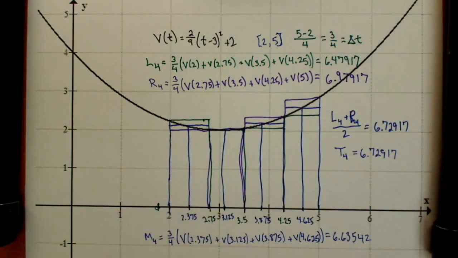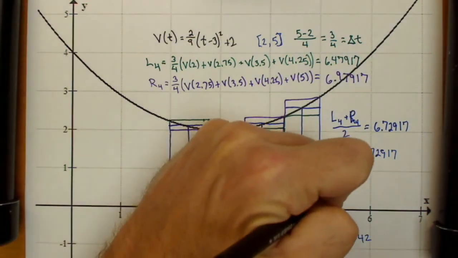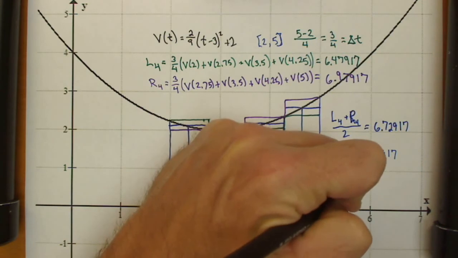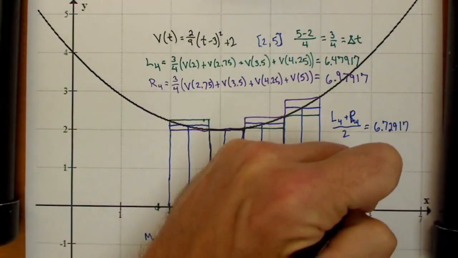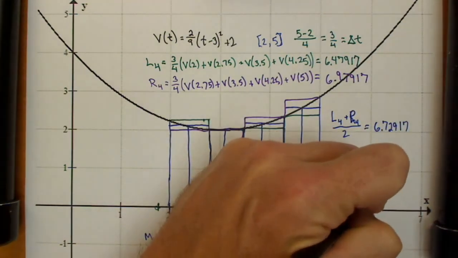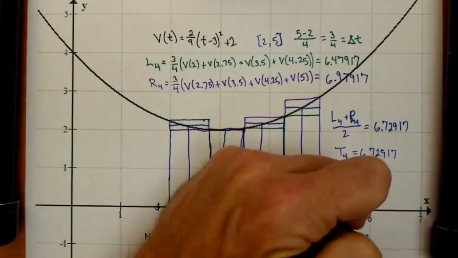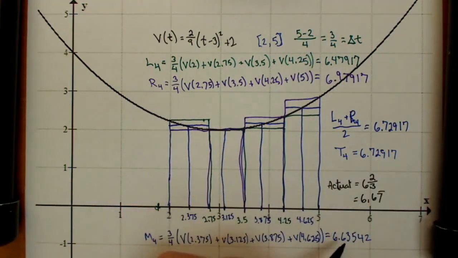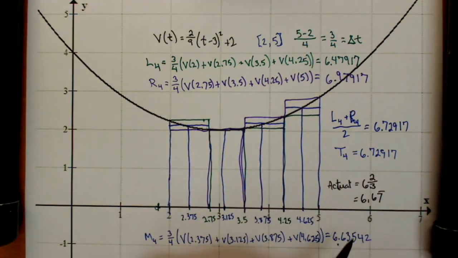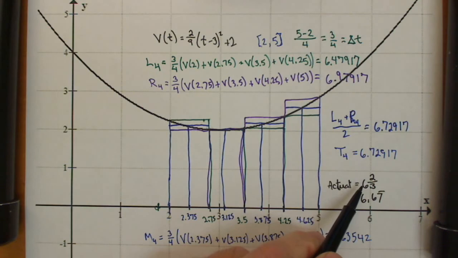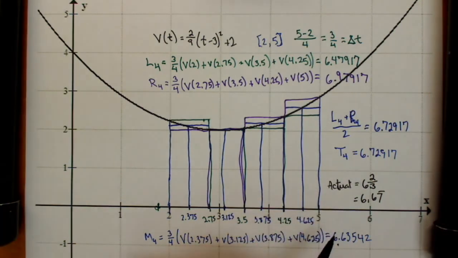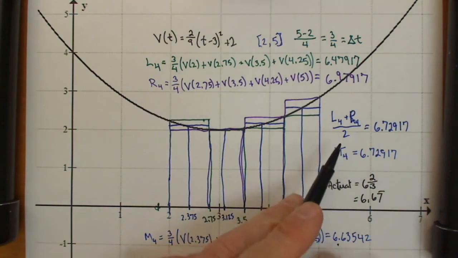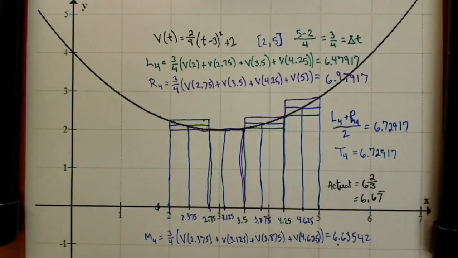Interestingly enough, in this problem, the actual area under the curve is, and we're going to learn how to calculate this in a little bit, 6 2/3, or 6.67 repeating. The midpoint rule is slightly closer to that than the trapezoid rule, and that's always going to be the case. The midpoint rule is slightly more accurate than the trapezoid rule, which is the average of the left-hand rule and the right-hand rule.